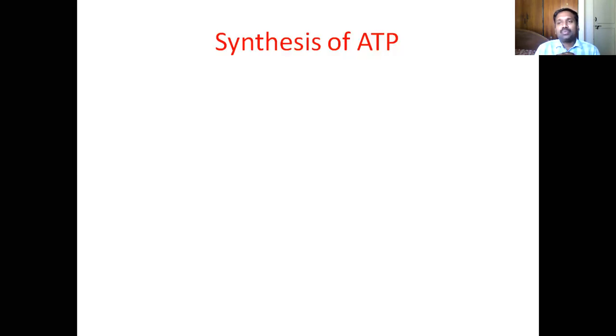The cell has to synthesize ATP. So as it is using ATP, simultaneously it should be synthesizing ATP also. Otherwise the cell dies if the ATP stock is over. So now today's discussion will be what are the ways in which ATP is synthesized by the cell. Okay. So before we see the ways, let us ask this question.